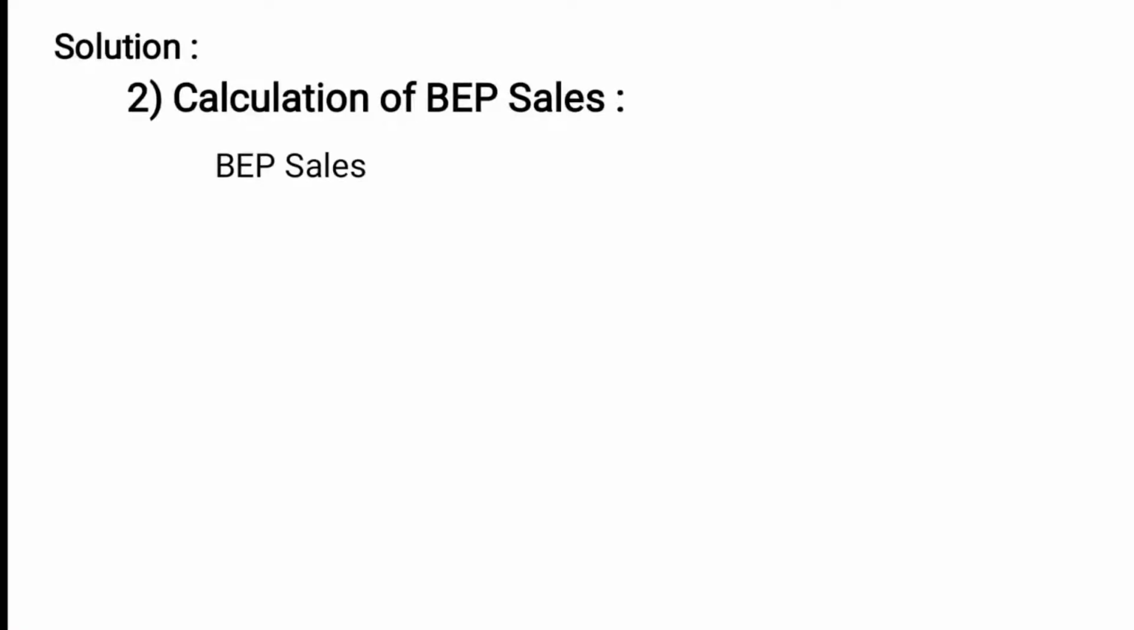Second, calculation of BEP sales, that is break-even point sales. So BEP sales is equal to fixed cost divided by PV ratio. So the fixed cost amount we have to calculate. So let us prepare working notes. Working note number 1, contribution is equal to sales into PV ratio.